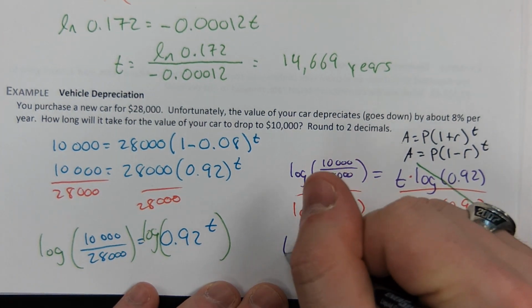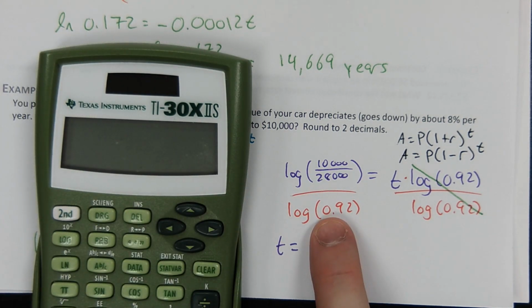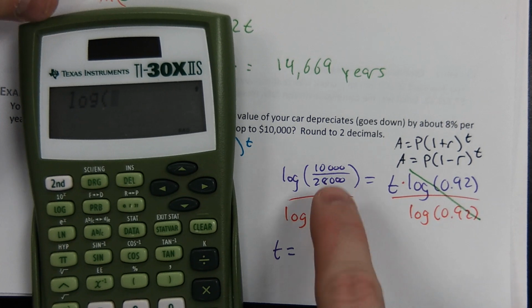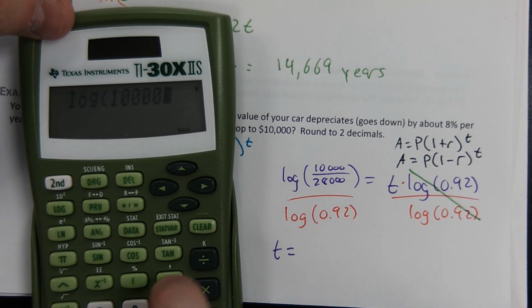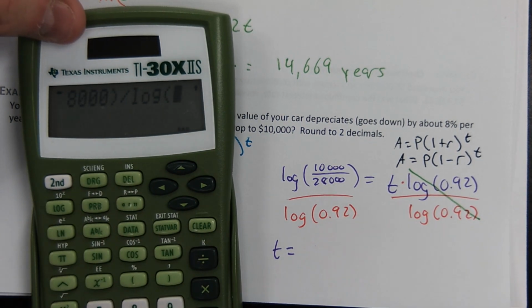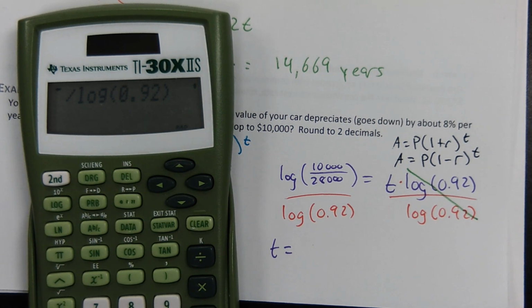This is rounded to 2 decimals. So I'm typing this: log of, and then I got a fraction. Close up that argument. Divided by log of this decimal. Close up that argument, and I hit equals. About 12.35 years.